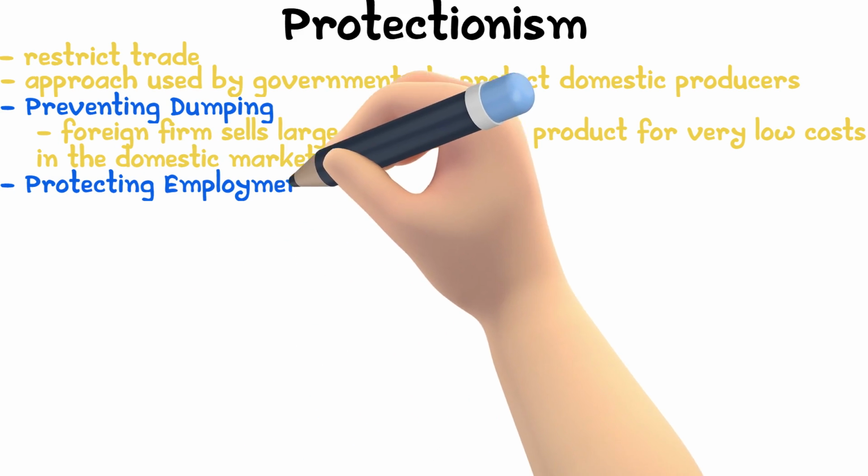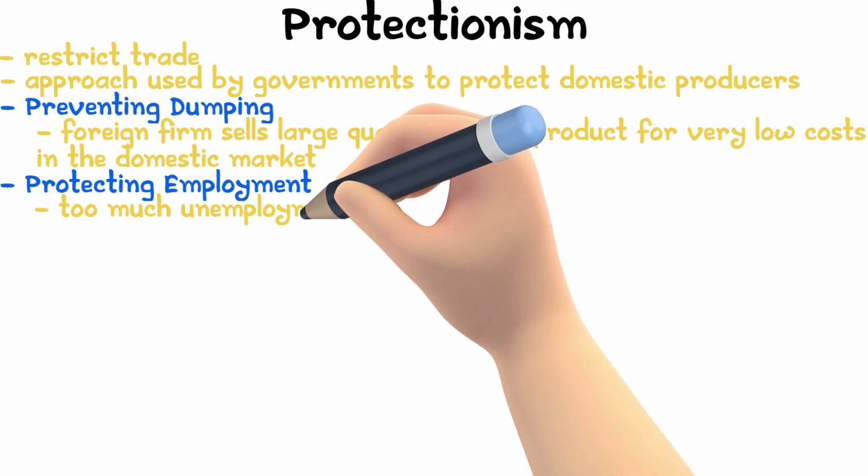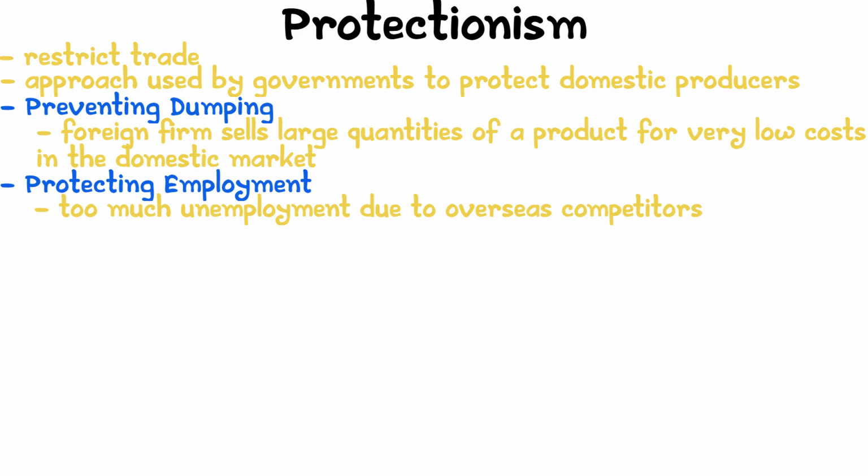Protecting employment. If there is too much unemployment due to overseas competitors, governments can impose trade barriers to save jobs. Unemployment would result in the government being criticized, especially if it is due to cheap imports.